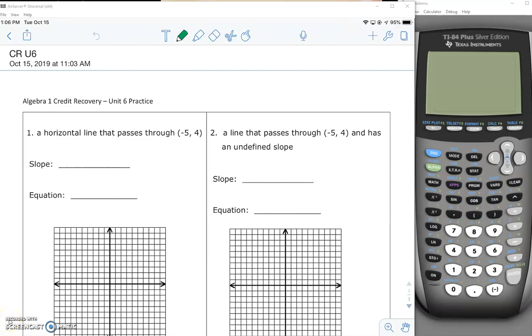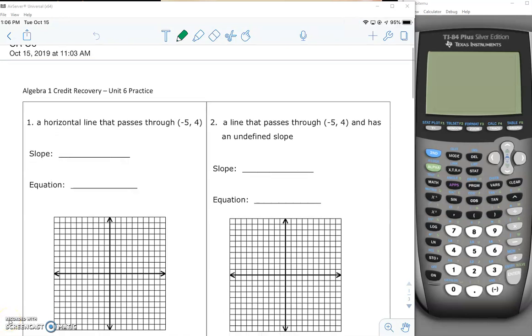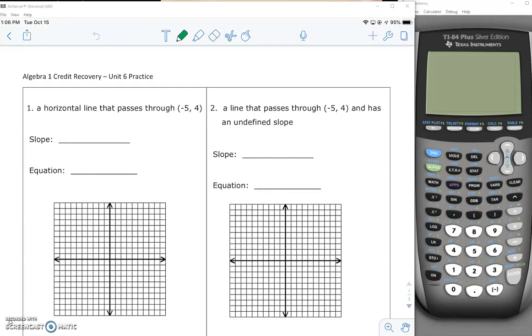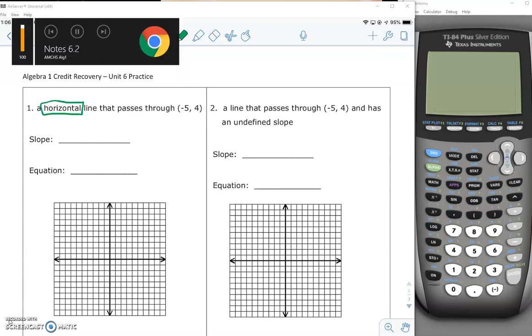This is the video for Algebra 1 Credit Recovery Unit 6 practice. Number 1. A horizontal line that passes through the point -5, 4. We need the slope, the equation, and the graph.